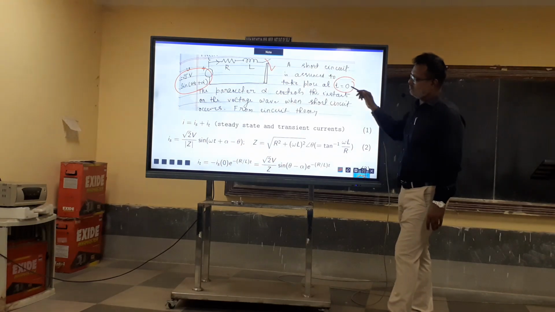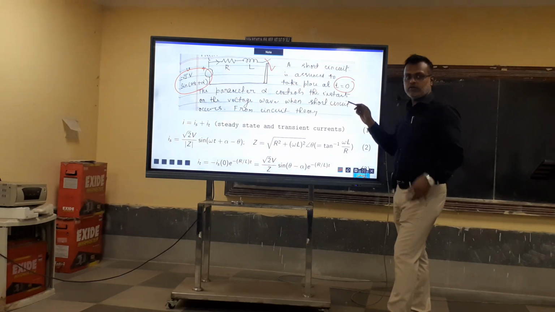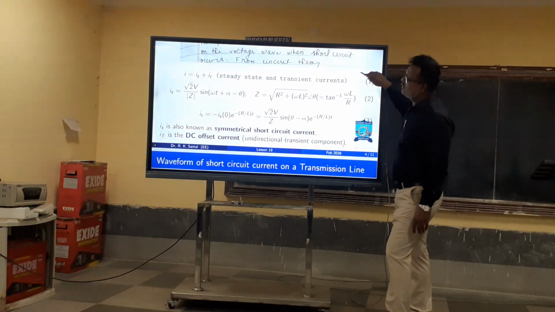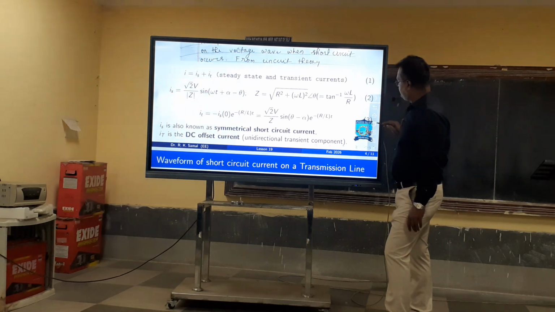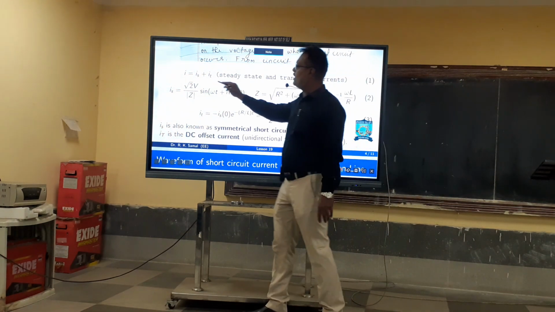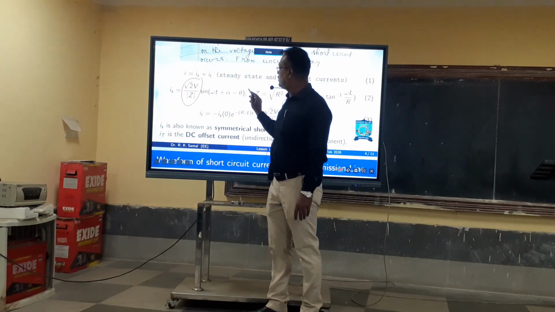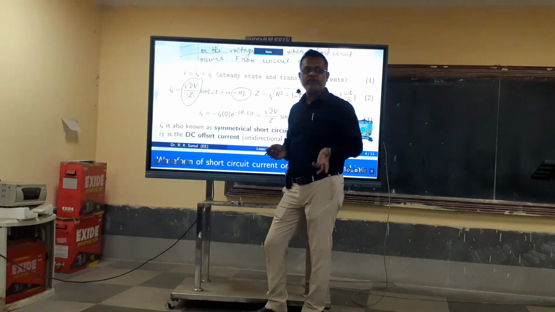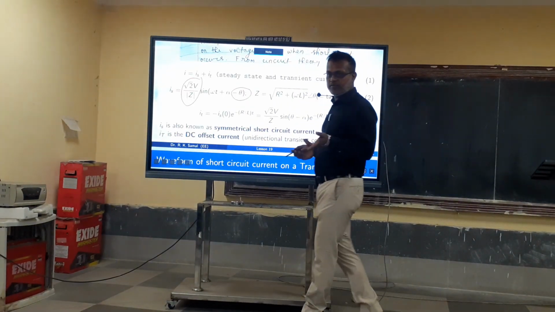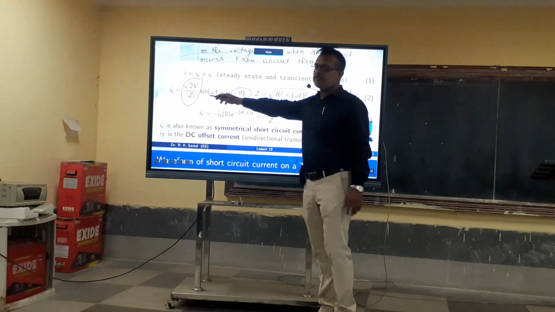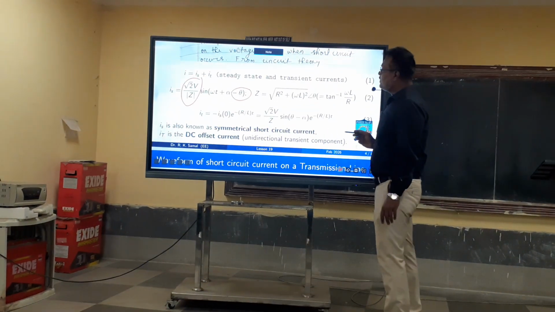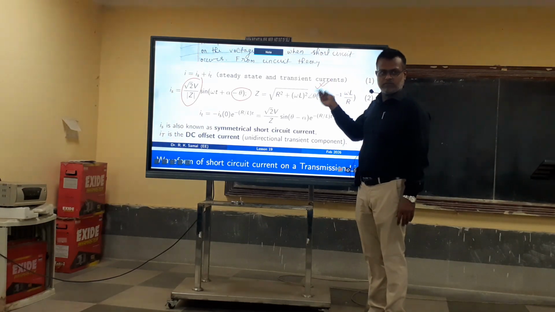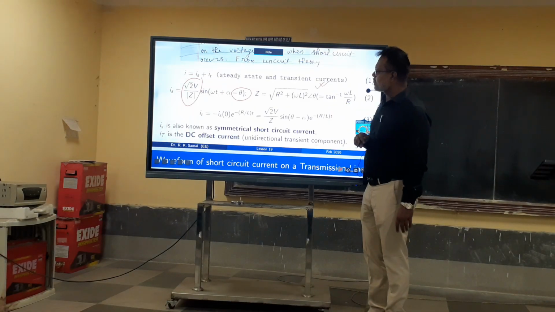Did you draw the circuit? Under this short circuit, the current is given by the peak value of the voltage divided by the impedance of the circuit with a phase angle theta, sin(omega t plus alpha minus theta), which is the nature of the voltage wave. So voltage divided by impedance is the short circuit current. Now this impedance has magnitude, as you know, square root of R squared plus (omega L) squared, and phase angle theta.